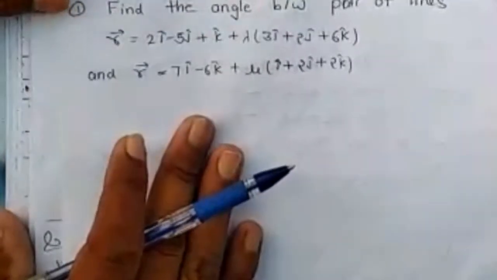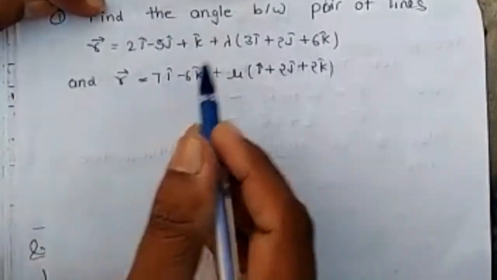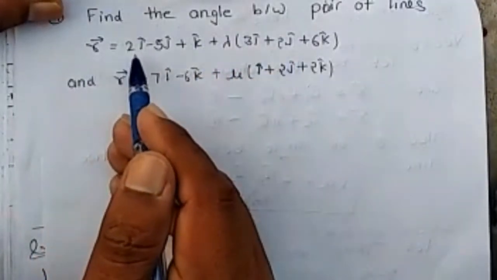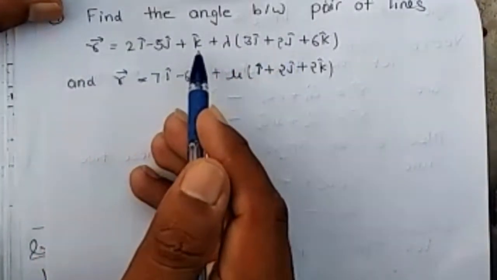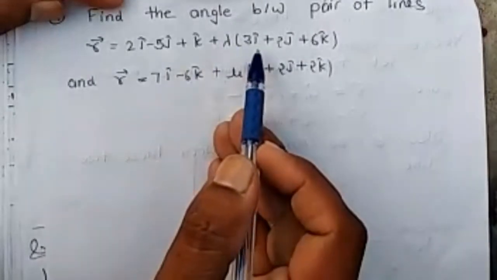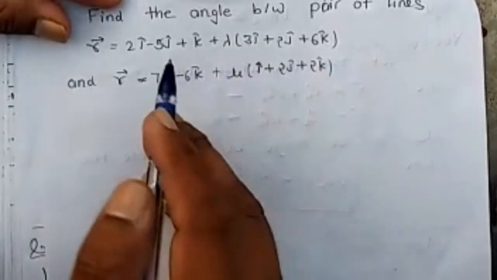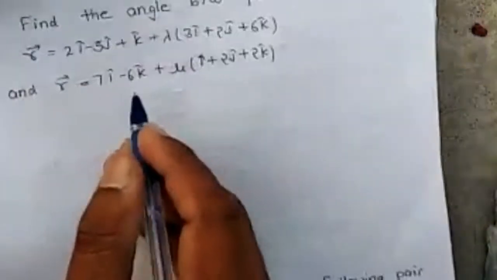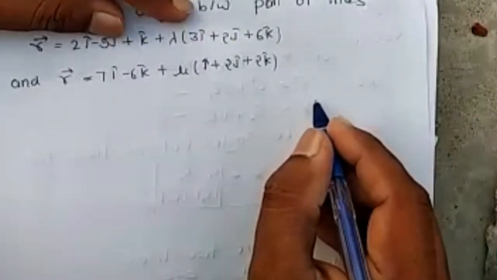So it is question number first of exercise 24C. Find the angle between the pair of lines r vector equal 2i cap minus j cap plus k cap plus lambda (3i cap plus 2j cap plus 6k cap) and r vector equal 7i cap minus 6k cap plus mu (i cap plus 2j cap plus 2k cap).